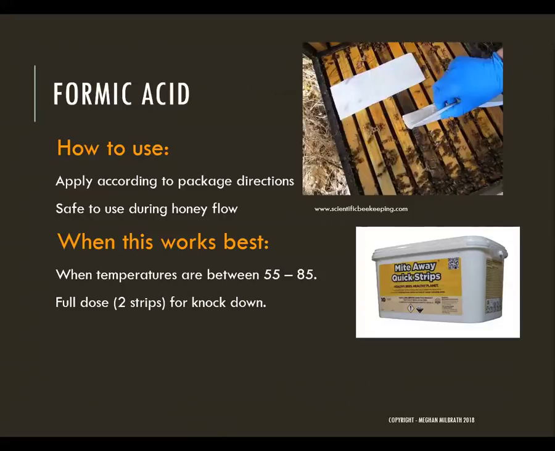You notice in this picture, the beekeeper is putting on 2 strips. So that's the full dose of formic. You're going to apply it according to package directions. And again, you could still have honey supers on. The same temperature range applies for this, but we want to be even more careful about that upper end of it. And the nice thing about this treatment is that it's only 7 days for it to work.